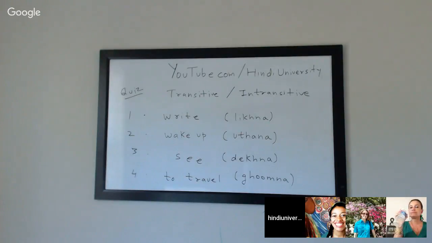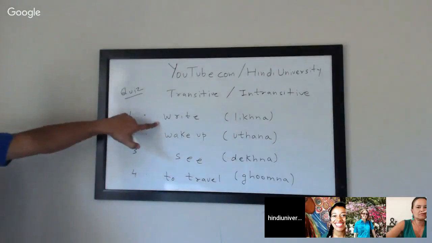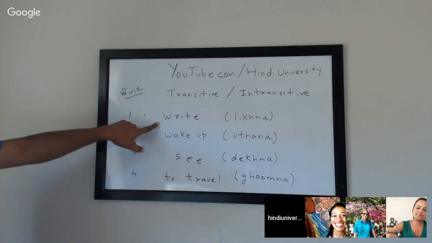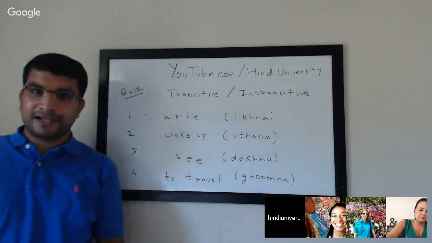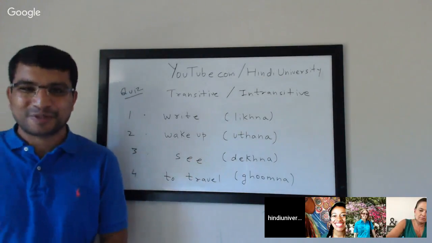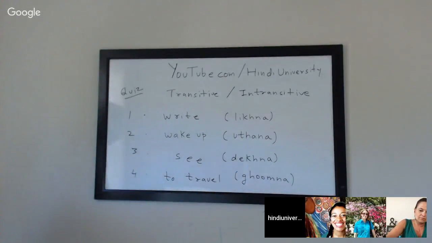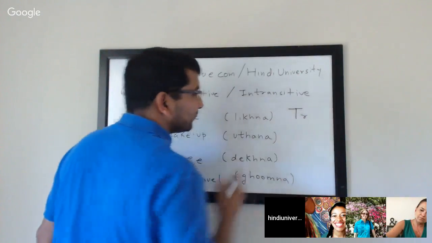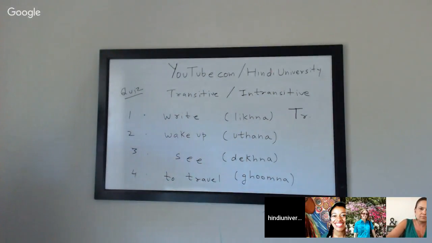Okay. Elan has shared her answers. Let's see what other people think. Let's focus on just this one. What do you think? Is it transitive or intransitive? When you use this verb, I write, you write something. You write a letter, or something, right? So when we have a direct object, it's a transitive verb. So I'll write it as transitive. Okay, so I think most of you have written it correctly.